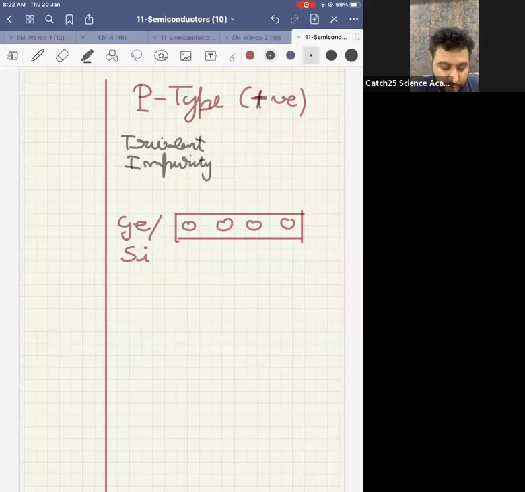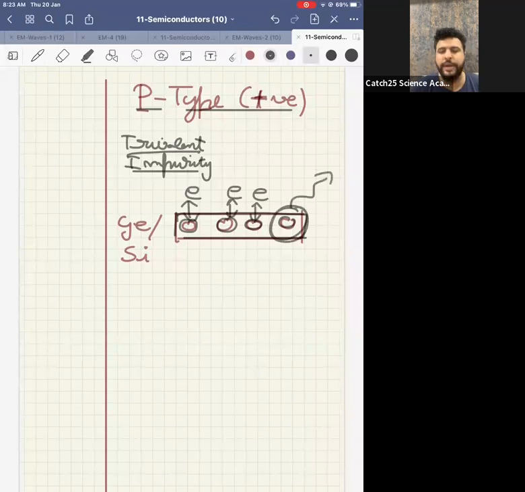Now look at this. When I go for P-type semiconductor, the starting is the same. I will take germanium or silicon crystal, which will have 4 holes in the outermost orbit. To this, I will add trivalent impurity. Trivalent impurity is an impurity that has 3 electrons, because what is the meaning of tri? 3. Therefore, 1 electron, 1 hole, 1 electron, 1 hole, 1 electron, 1 hole will combine, leaving behind one free hole to conduct.